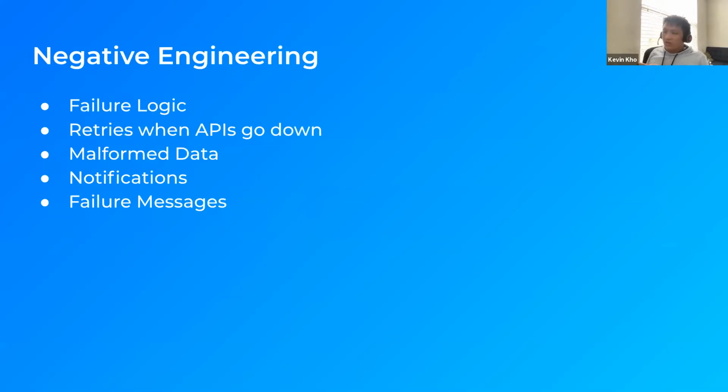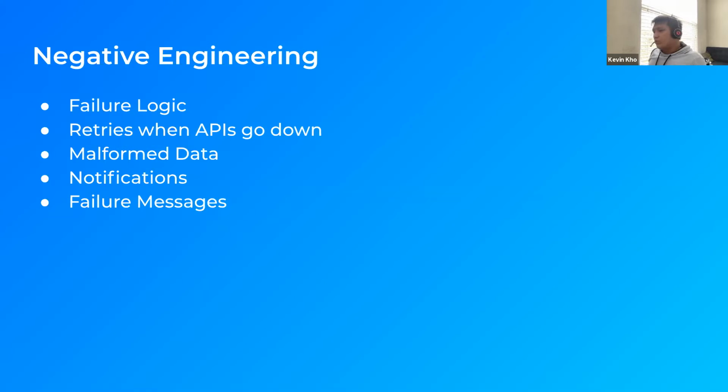When we talk about negative engineering, it's everything that you are doing to handle failure, and in general, it's just things that detract from the stuff you actually want to do, right? So here we count the failure logic, retries. What happens when malformed data comes in? If there's an error, you want another set of code to execute, and then notifications, failure messages. These are all examples of safeguarding against failure. And Prefect's goal is to eliminate negative engineering as much as possible.